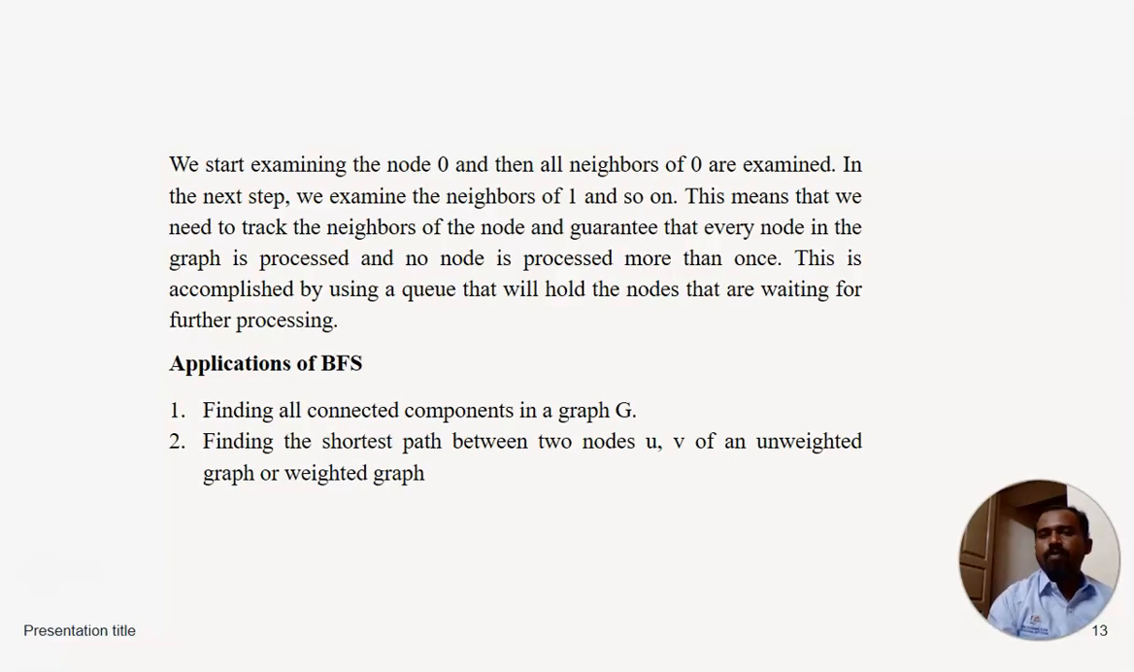This is the explanation of BFS. We start examining node 0, and then all neighbors of 0 are examined. In the next step, we examine the neighbors of 1 and so on. This means that we need to track the neighbors of the node and guarantee that every node in the graph is processed and no node is processed more than once. This is accomplished by using a queue. Queue is first in first out. The queue holds the nodes that are waiting for further processing.